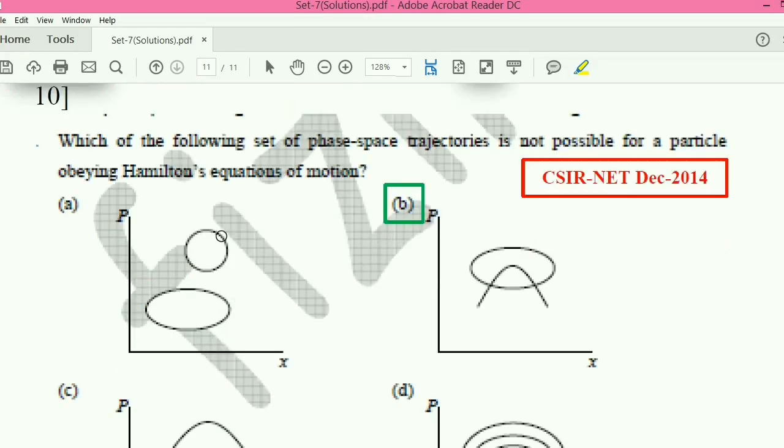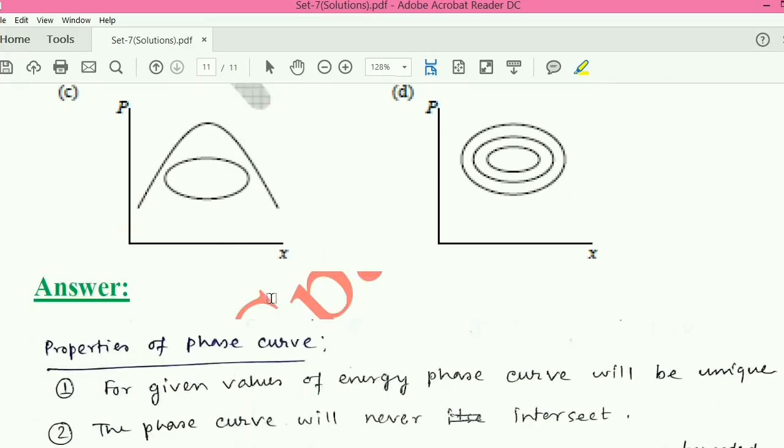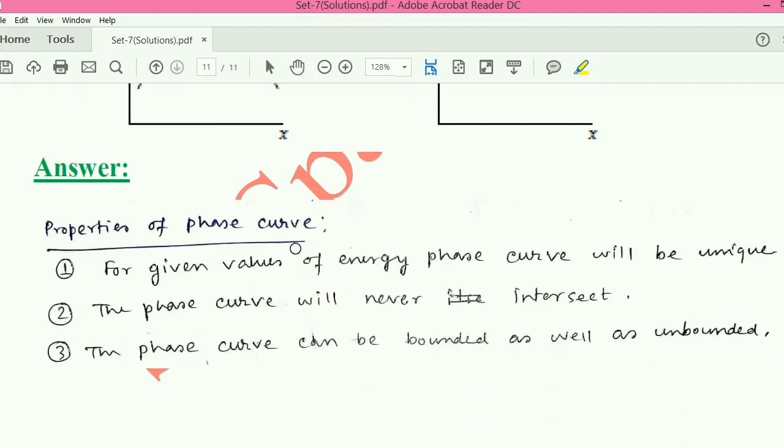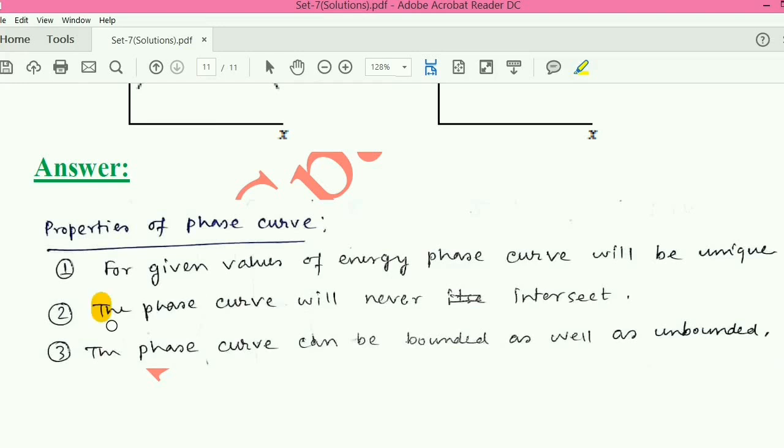Now finally question number 10. Which of the following set of phase space trajectories is not possible for a particle obeying Hamilton's equation of motion? So as I told, to solve this problem we have to look at the properties of the phase curve. The first property is that for given values of energy, the phase curve will be unique, and the second property is the phase curve will never intersect, and third, the phase curve can be bounded as well as unbounded. So to solve this problem, you have to utilize the second property. The phase space curve will never intersect.